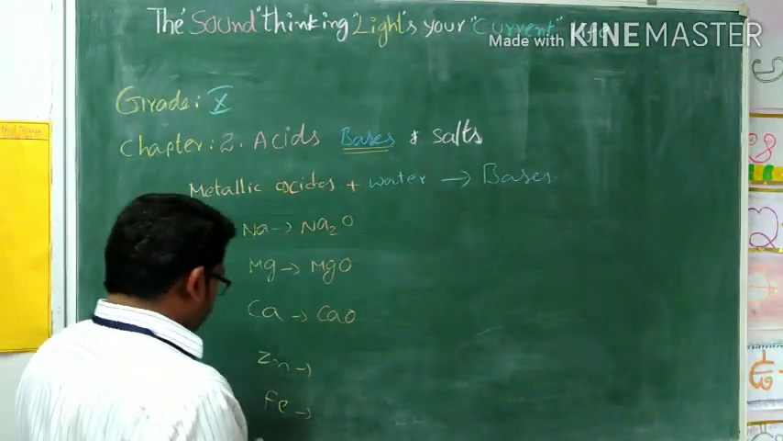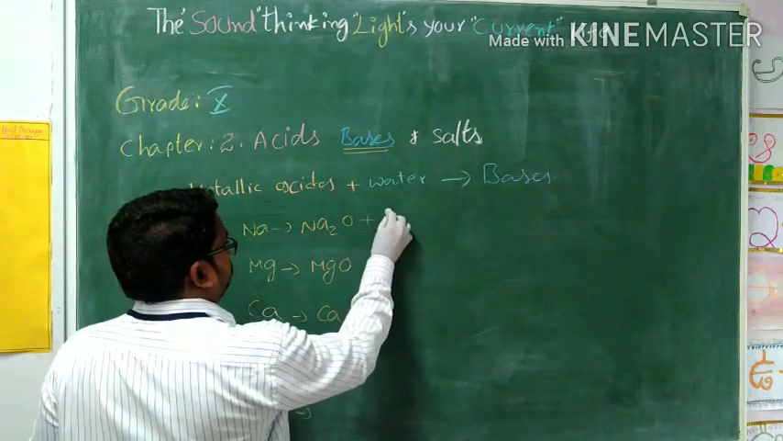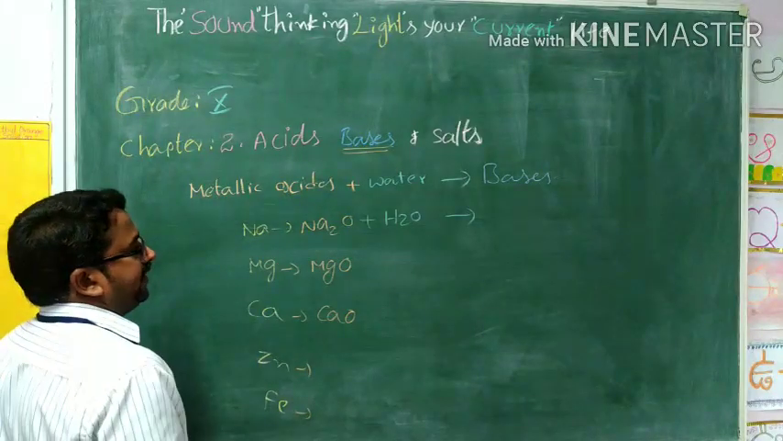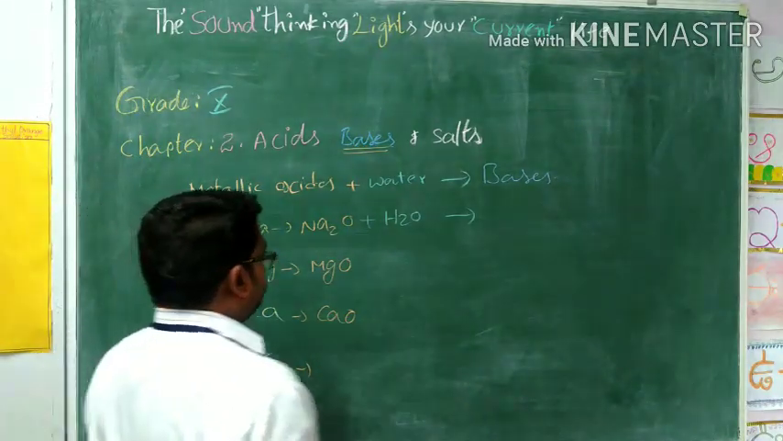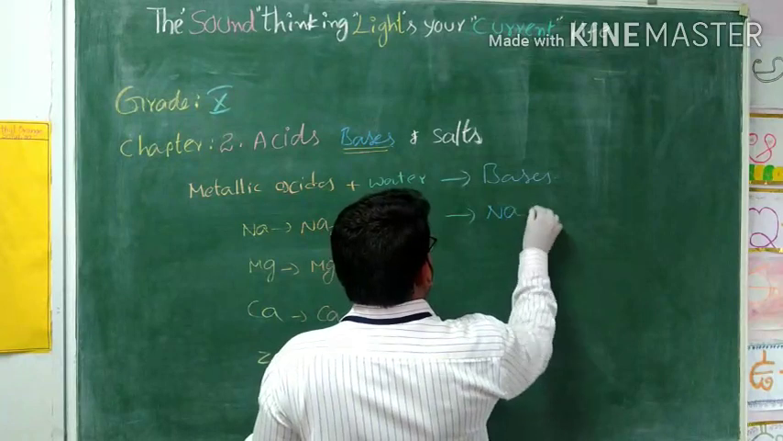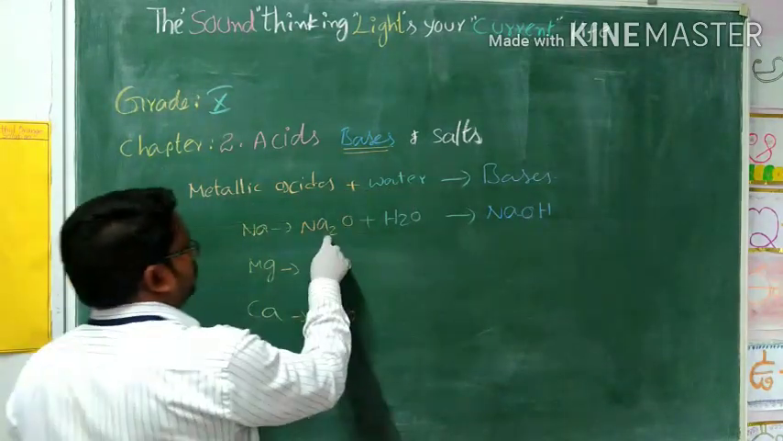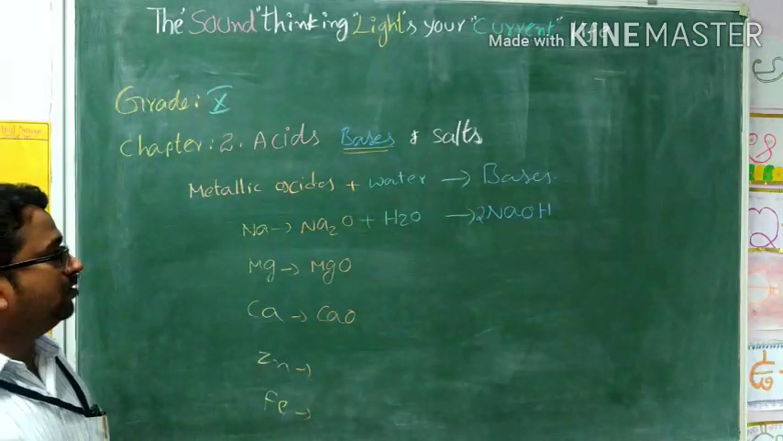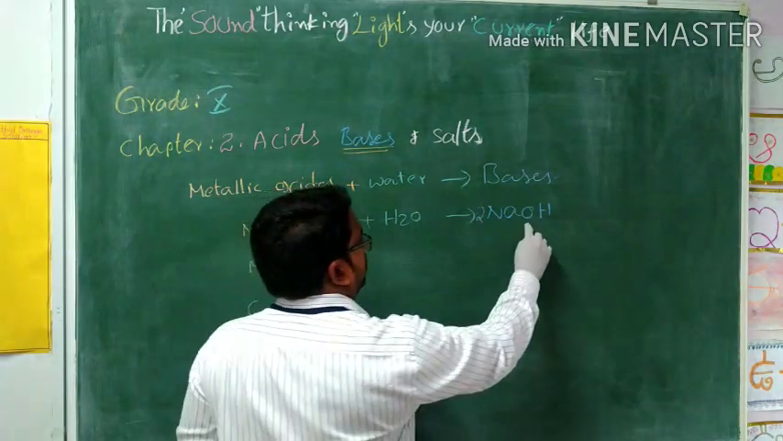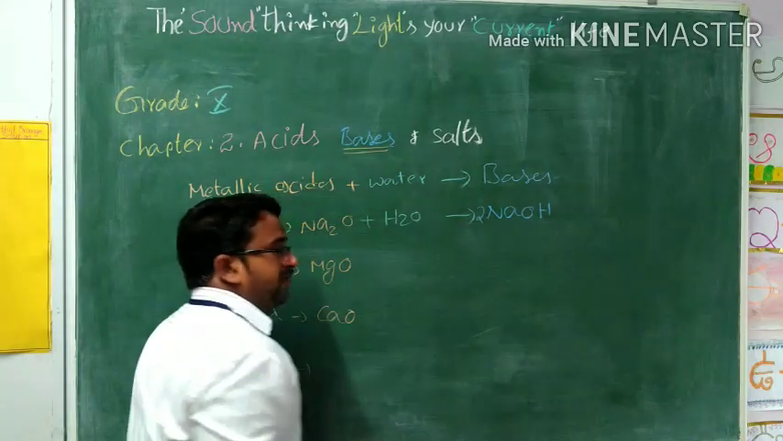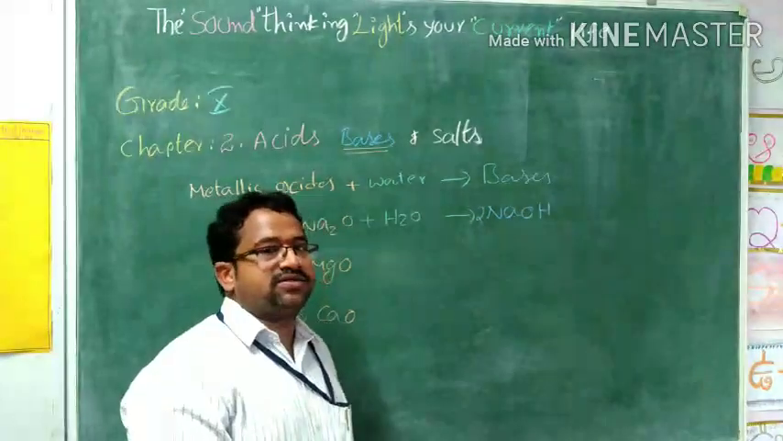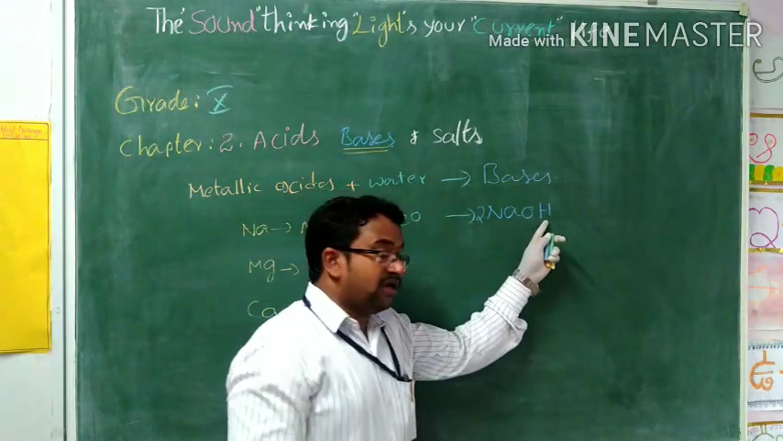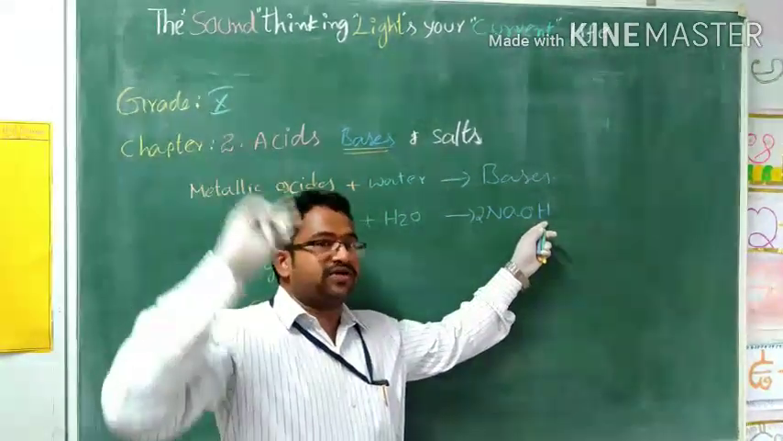Now, when sodium oxide dissolves in water, it will produce a base. Two sodiums are there, two hydrogens are there, just keep two here. So, NaOH. Whenever OH is there along with a metal, we consider it a hydroxide. Don't forget, OH along with carbon is alcohol, a functional group.